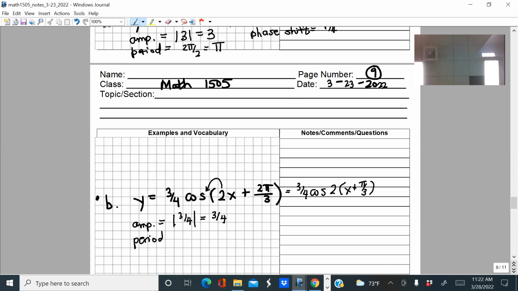Now you can understand the period correctly. What's the period going to be? Yeah, you take 2 pi, right? And do what with it? Divide it by 2. So you get pi again. So that thing is oscillating more frequently, right, than the normal cosine curve. And now what's the phase shift here? Be careful.